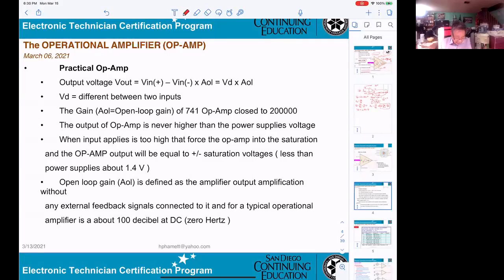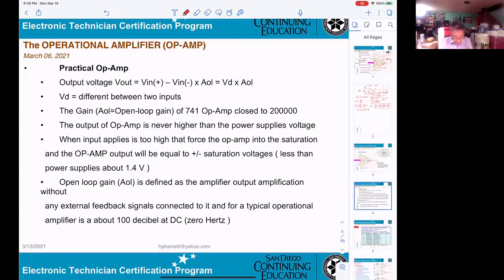When the input applied is too high, that forces the op amp into saturation, and the op amp output will be equal to plus or minus saturation voltage. That saturation voltage will be less than the power supply by around 1.4 volt.